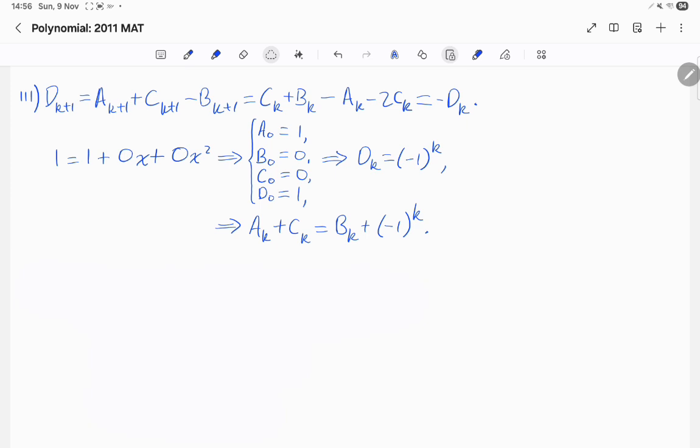We also have the case 1 equals 1 plus 0x plus 0x squared, and therefore a0 is equal to 1, b0 is equal to 0, c0 is equal to 0, and d0 is equal to 1. From this, we have that dk is equal to negative 1 to the k, and therefore we have that ak plus ck is equal to bk plus negative 1 to the k.